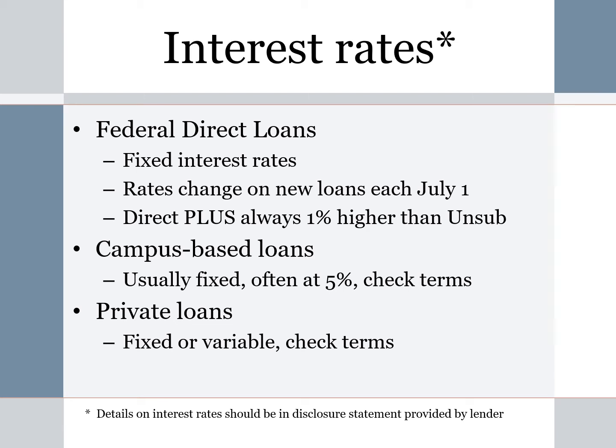Campus-based loans, the rates are usually fixed. Just be sure you check the terms and conditions when you take out any campus-based loans. It's not unusual for campus-based loans to be at 5%. Private loans, the rates can be fixed or variable. You'll have to check the disclosure statement you get from your private lender when you take out a private loan.